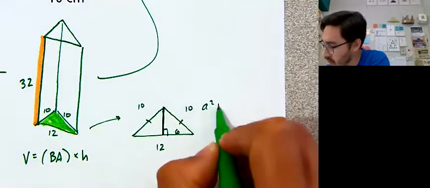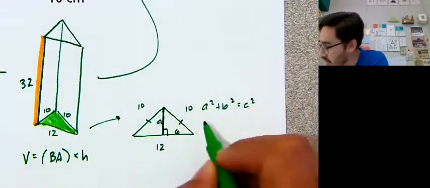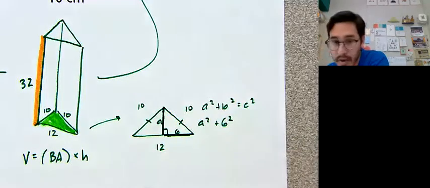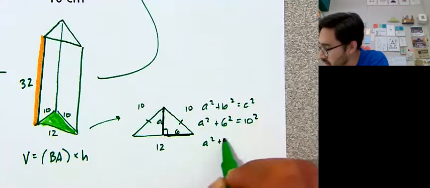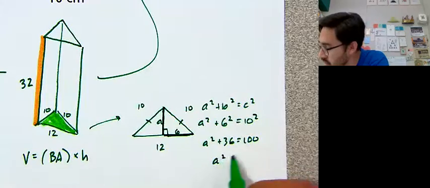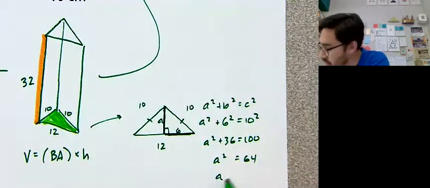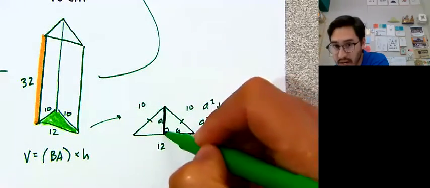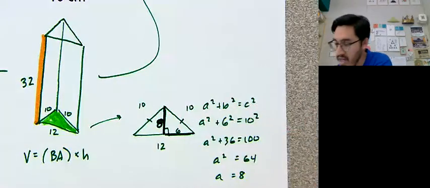So a squared plus b squared equals c squared. Let me call that a. So a squared plus 6 squared, since the bottom length is 6, equals 10 squared. So a squared plus 36 equals 100. Minus 36, you would get 64. Taking the square root, you would get 8. So the vertical height here is 8. Let me carefully write that in, 8.